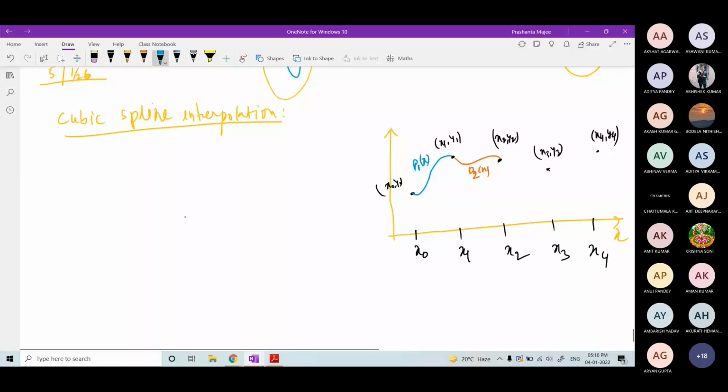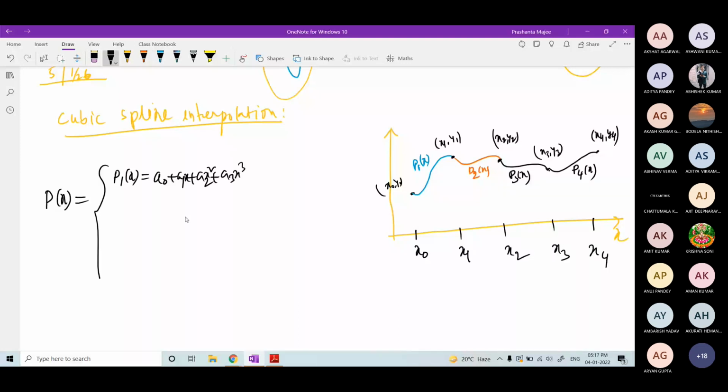So that polynomial p(x), which will be interpolating the given data, will be a piecewise polynomial. It will be P1(x), which is of degree 3. So suppose that is a0 plus a1 x plus a2 x square plus a3 x cube, in the interval x0 to x1. In the interval x1 to x2, it will be another cubic polynomial. Suppose that is b0 plus b1 x plus b2 x square plus b3 x cube, x lying between x1 to x2.